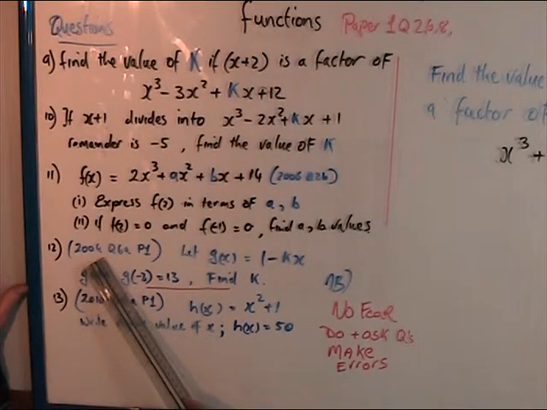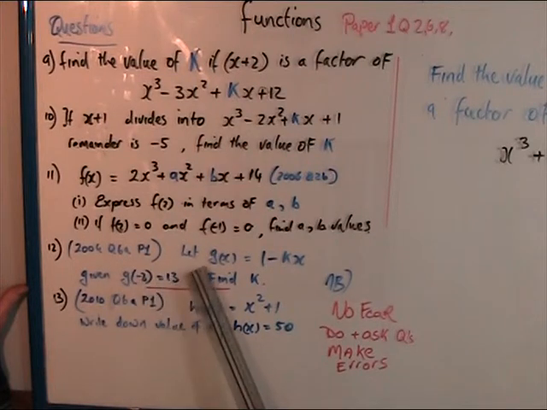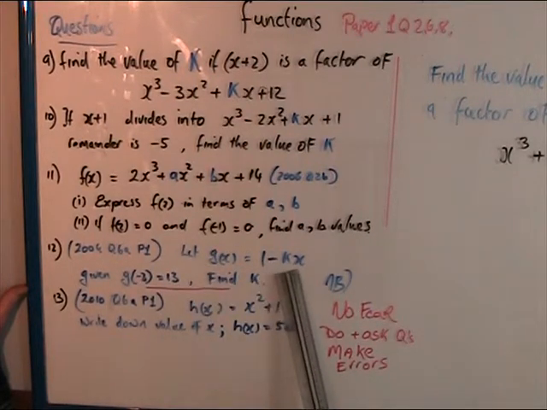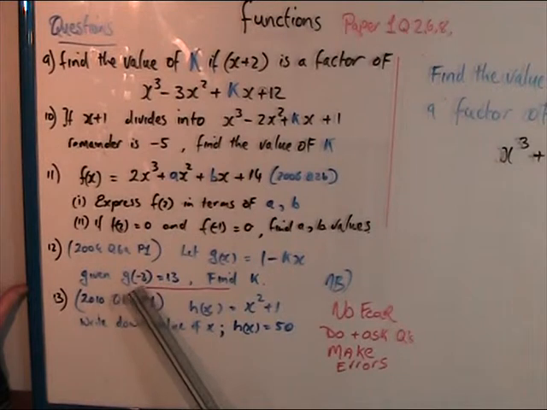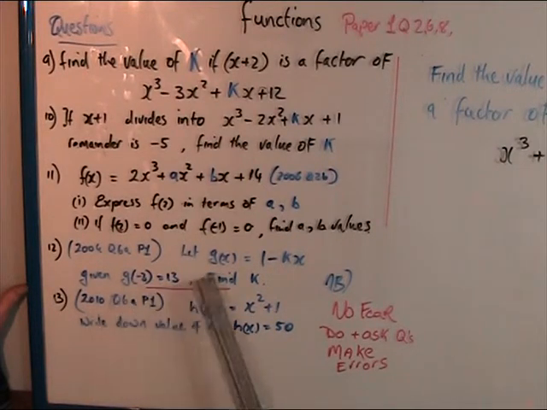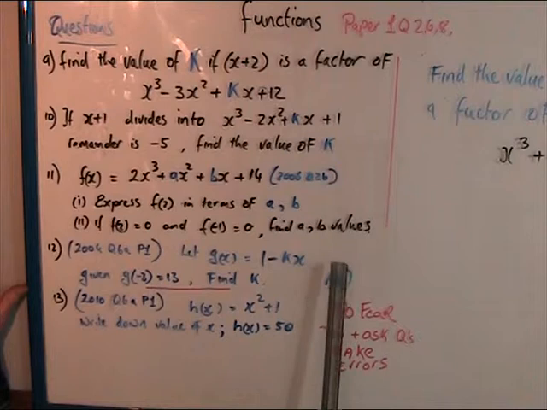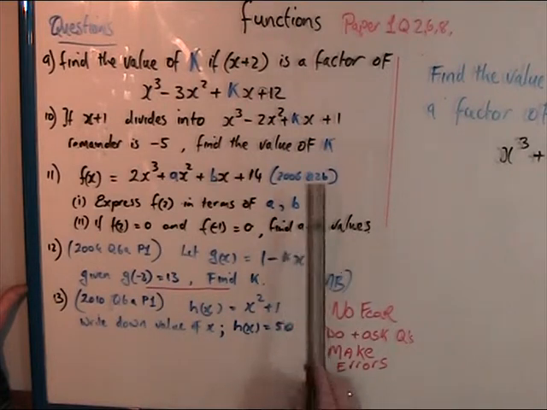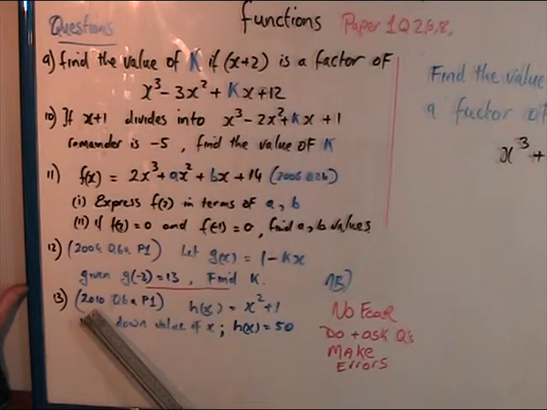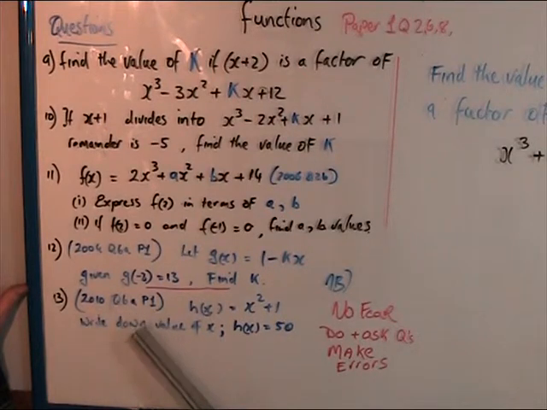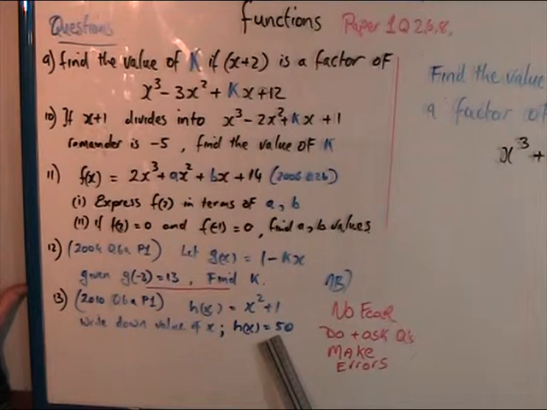So this is question 2004, 6a, paper 1, that g of x is equal to 1 minus k of x. Given that g of minus 3 is equal to 13, that means if you put minus 3 into that, it equals 13. Find k, similar to these. Okay. 2010, question 6a, paper 1, h of x is equal to x squared plus 1. Write down the value of x when h of x is equal to 50. Alright. Okay, so you just make that equal to 50.